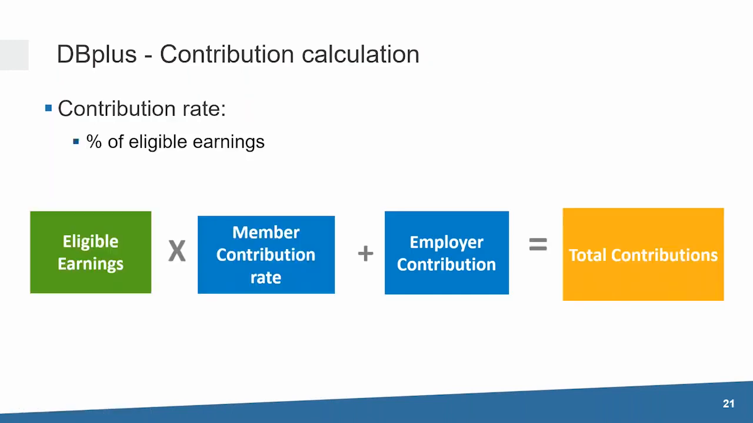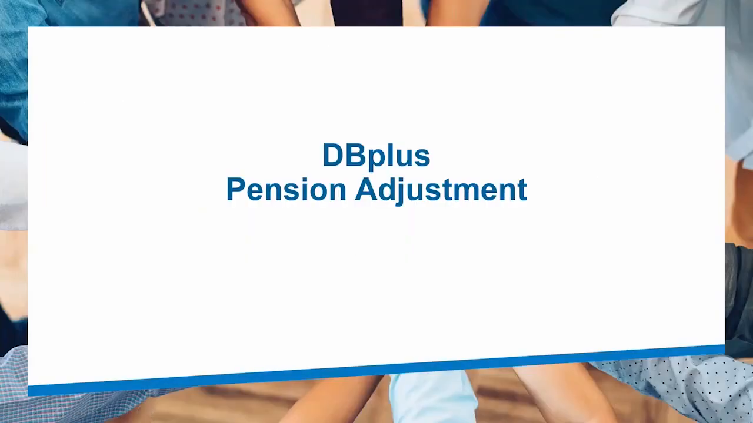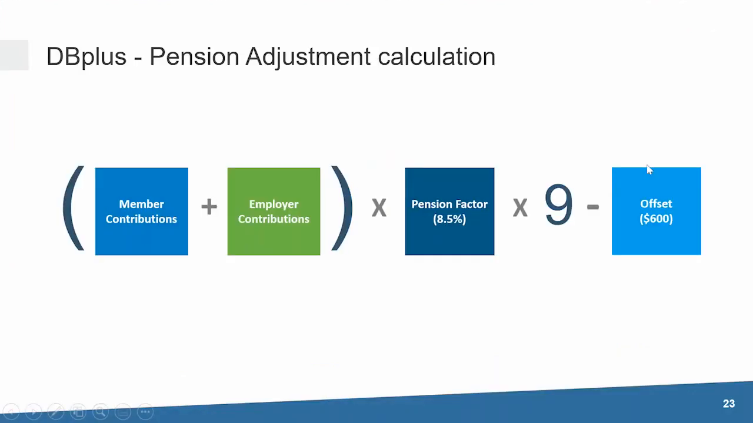The contribution calculation formula for DBplus is eligible earnings times member contribution rate plus employer's contributions equals total contributions. We will now discuss pension adjustments for DBplus. The pension adjustment, or PA calculation, is based on member and employer contributions multiplied by the pension factor of 8.5% multiplied by 9 minus the offset of $600.